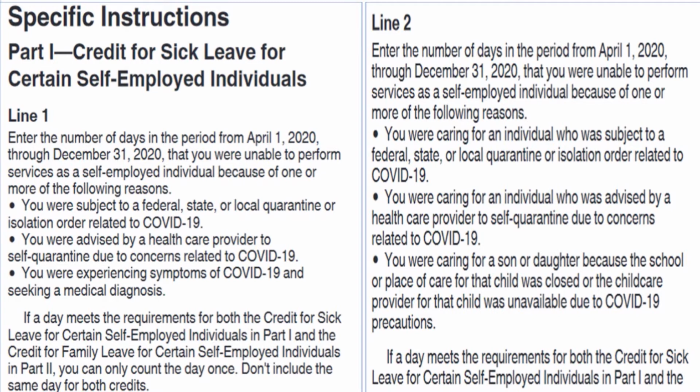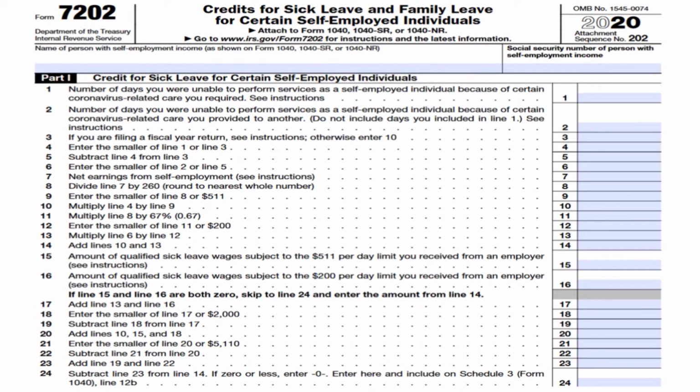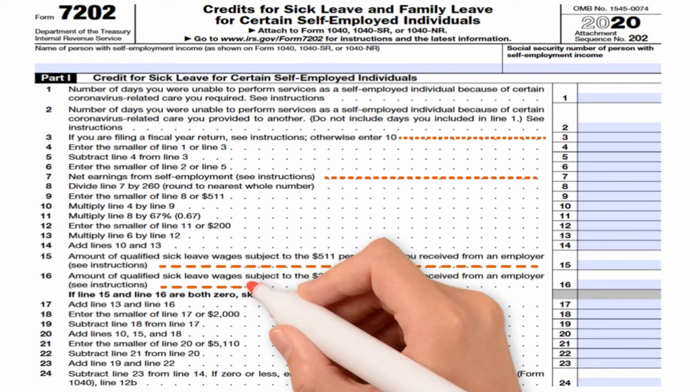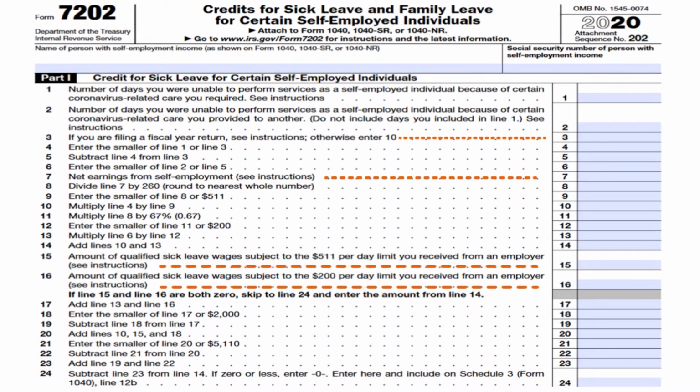So I'm showing you right now on the screen, we have Form 7202. Again, we already covered this form. I'm not going to go into details here, but basically on line 3, you need to enter the number of days taken into account for determining the qualified sick leave equivalent amount. Remember that the equivalent amount cannot exceed 10 days over all tax years. On line 7, very important here, enter your net earnings from self-employment. Line 15, you need to enter the amount of qualified sick leave wages subject to the $511 per day limit you received from an employer. And line 16, you need to enter the amount of qualified sick leave wages subject to the $200 per day limit you received from an employer.